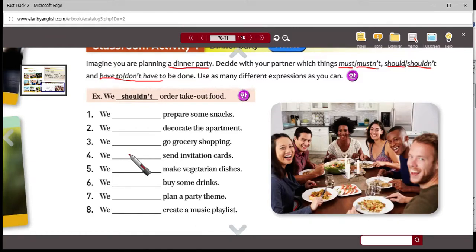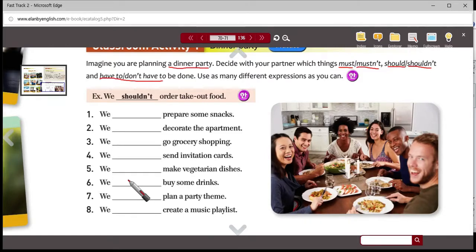Okay? Number 4, you don't have to send invitation cards. There are quicker ways to invite people. It's maybe for informal occasions, but anyway, for number 4, you don't need to send invitation cards. Number 5, you should make vegetarian dishes. I don't think you need to eat a lot of meat, so probably some dishes will be vegetarian anyway. So vegetables are a good part of a dinner party.